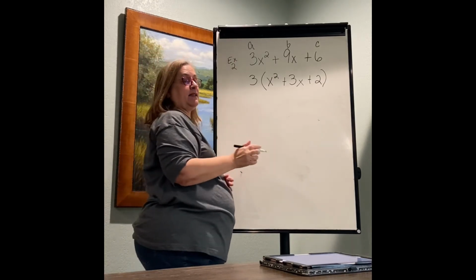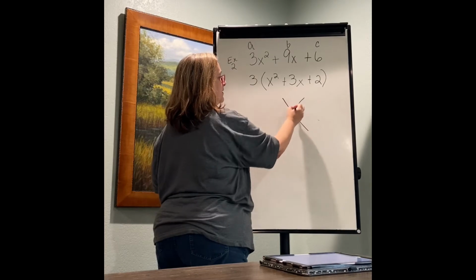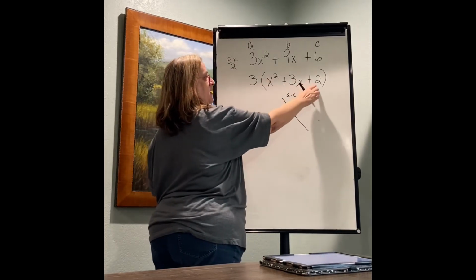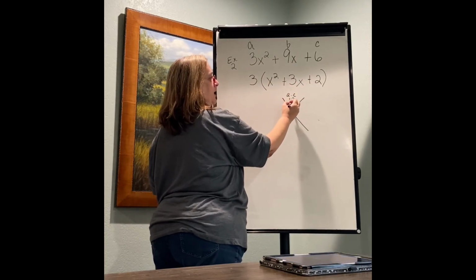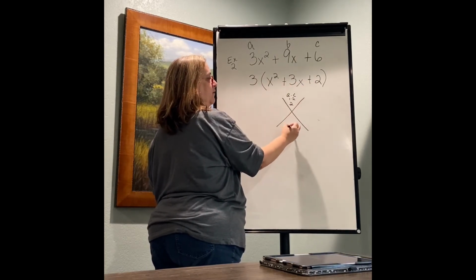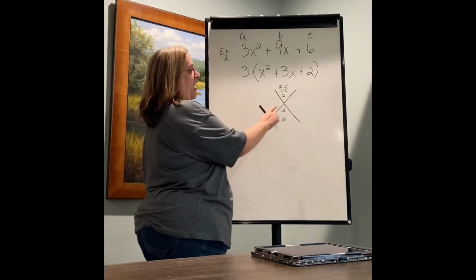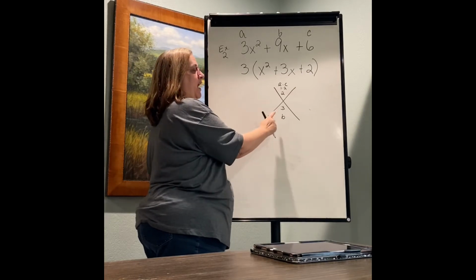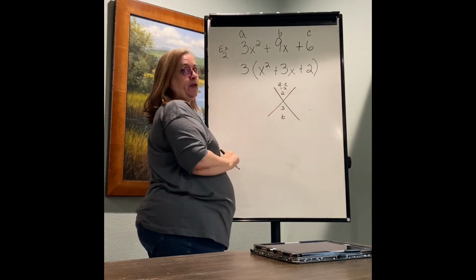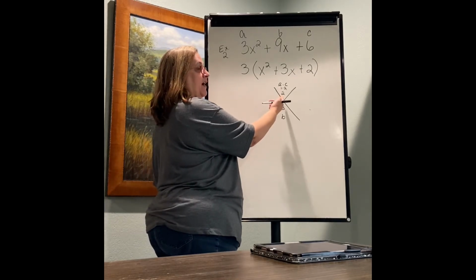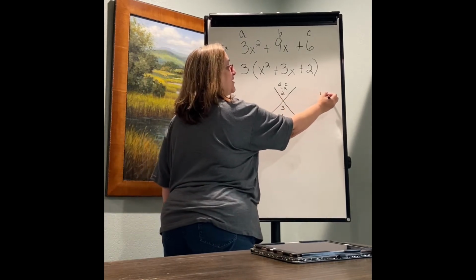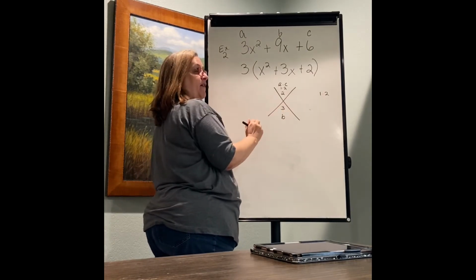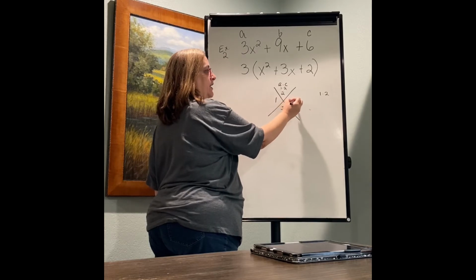Now, I'm going to do my x method. So I make my x. I'm going to do A times C. So 1 times 2 is 2. And my B value is 3. So we have our 2 up here, which is what we're multiplying to get. And we want our factors to add up to 3. So once again, factors of 2, 1 times 2, and that's really all there is. And if I add 1 and 2 together, I get 3. So my factors are 1 and 2.